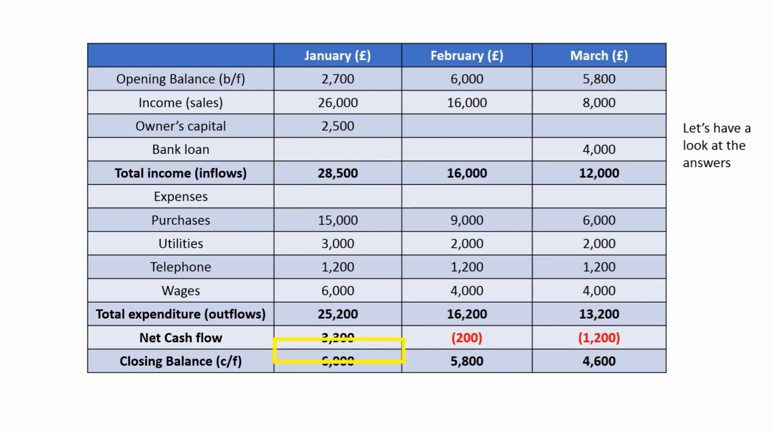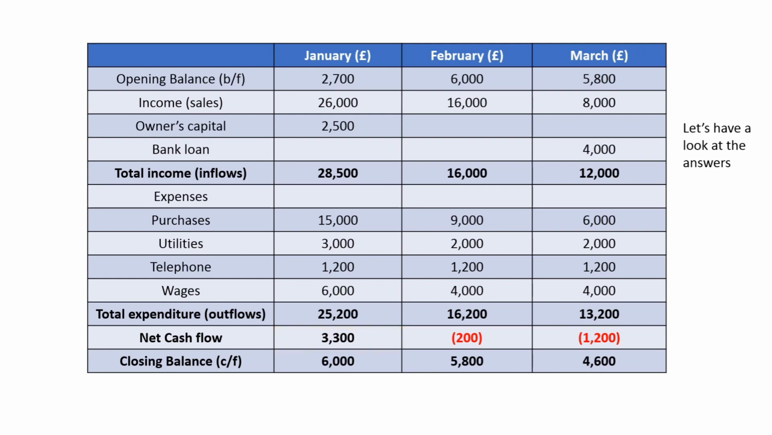We then look at the total expenditure. If we look at our purchases, our utilities, our telephone and our wages, if we add those up, they come to 25,200. Next is our net cash flow. Well, the net cash flow is what you have left in your hand that you want to put in the bank. This is calculated by taking our total income minusing our total expenditure. So in our case, 28,500 minus 25,200 equals 3,300.